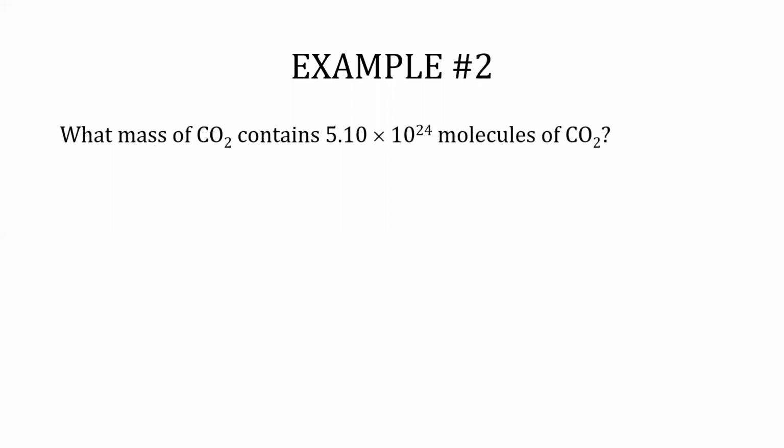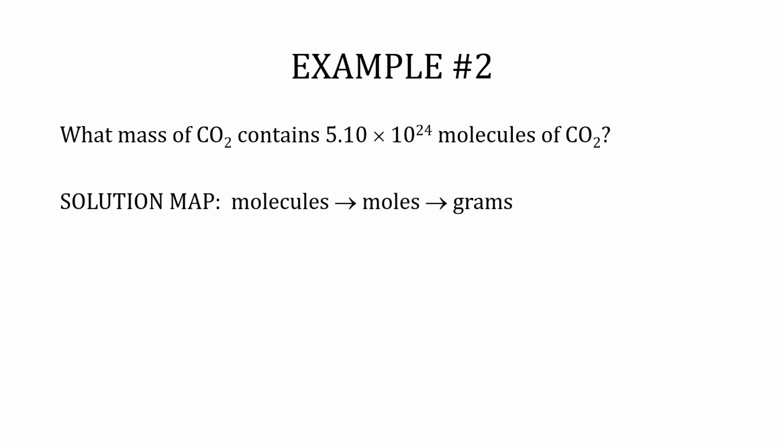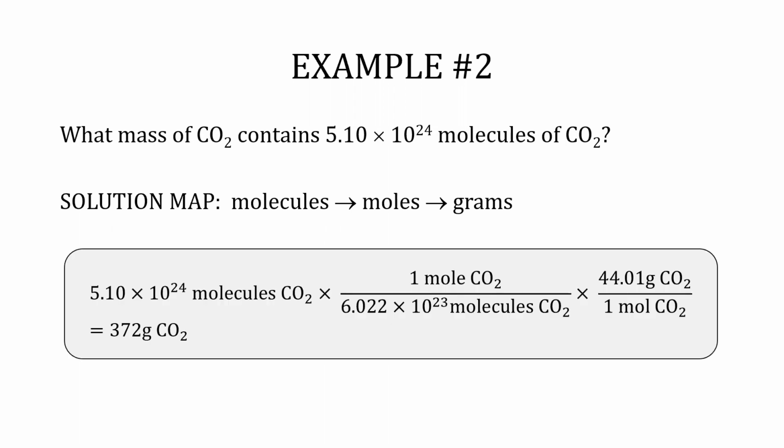Example 2. What mass of CO2 contains 5.10 times 10 to the 24 molecules of CO2? Show a solution map where molecules convert to moles convert to grams. In the end, 5.10 times 10 to the 24 molecules of CO2 times 1 mole of CO2 per 6.022 times 10 to the 23 molecules of CO2 times 44.01 g of CO2 per 1 mole of CO2 equals 372 g of CO2.